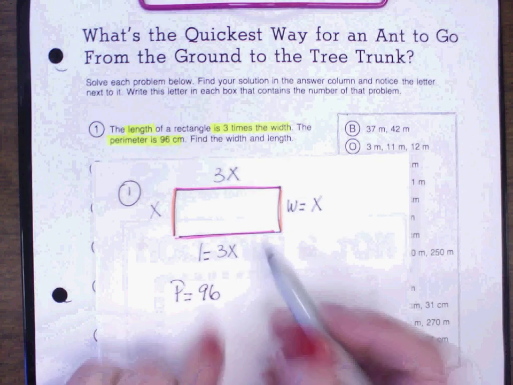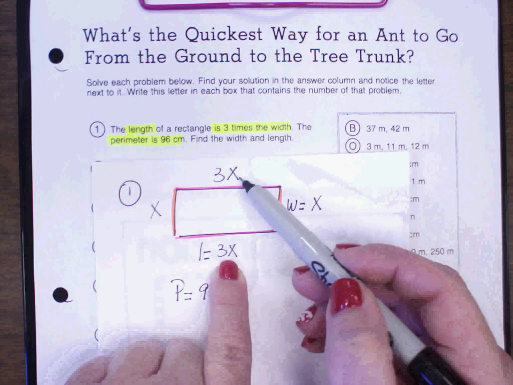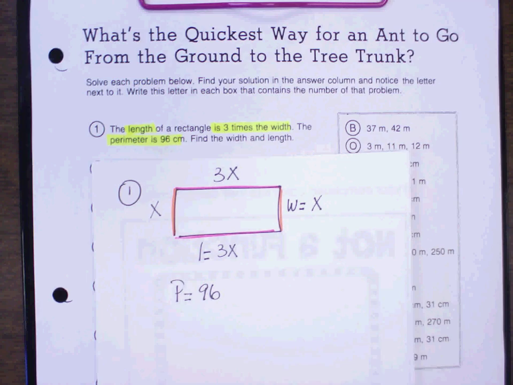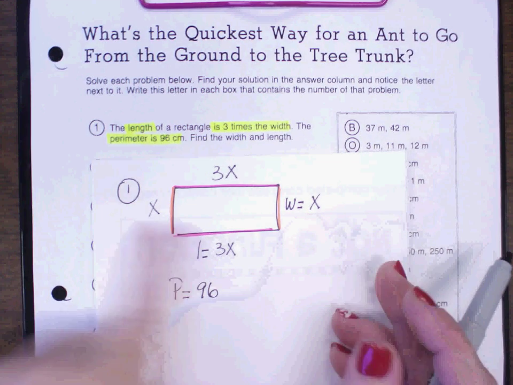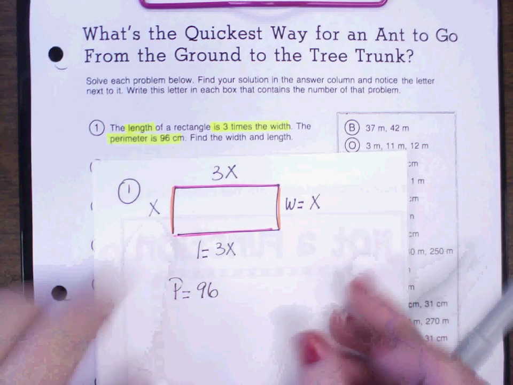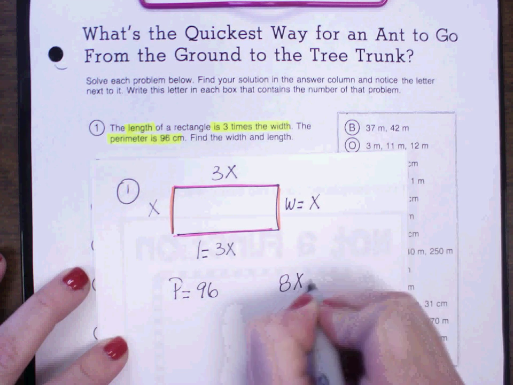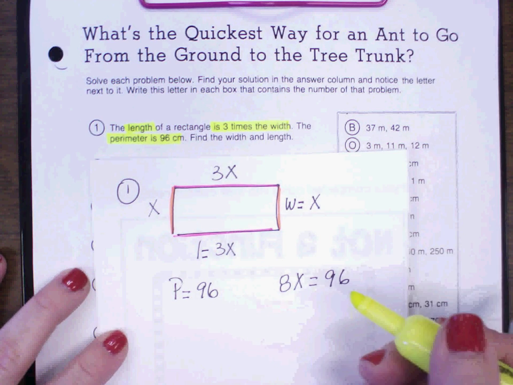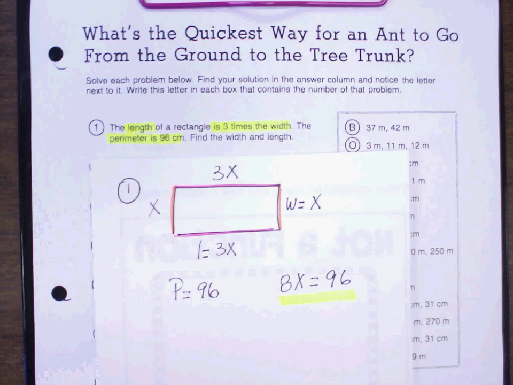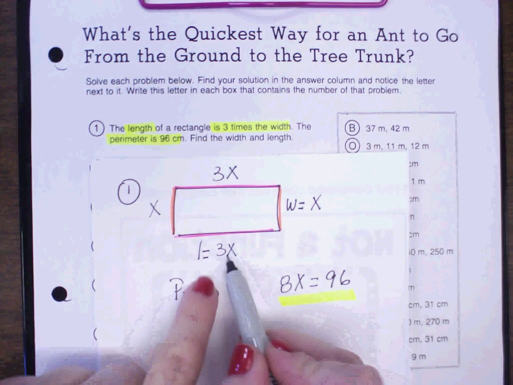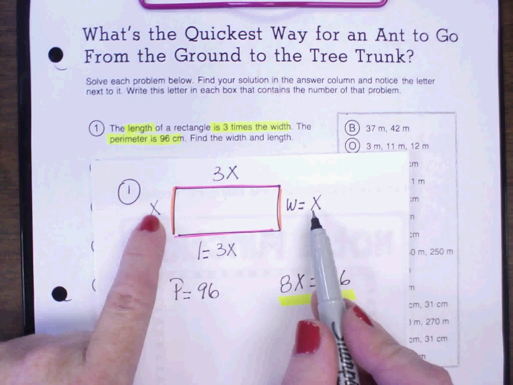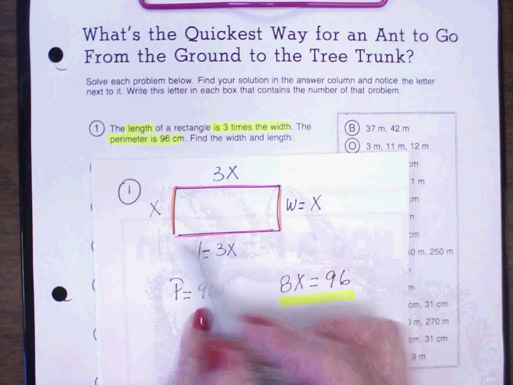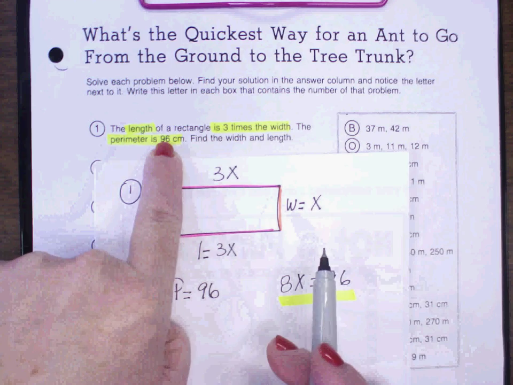What is 3x plus 3x? 6x. One more x, 7x. One more x, 8x. So 8x equals 96, and that's my equation. We're not solving today. 3, 6, 7, and 8, and that should be equal to all of it, to the perimeter, which is 96.